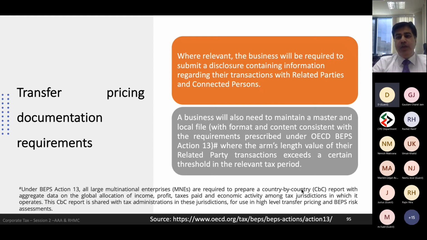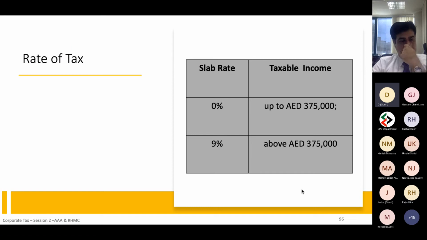The business will also need to maintain a master file and local file. Now, this is predominantly for entities with more than 750 million euro, where transactions are defined in the CBC reporting, country by country reporting. UAE has introduced that also.